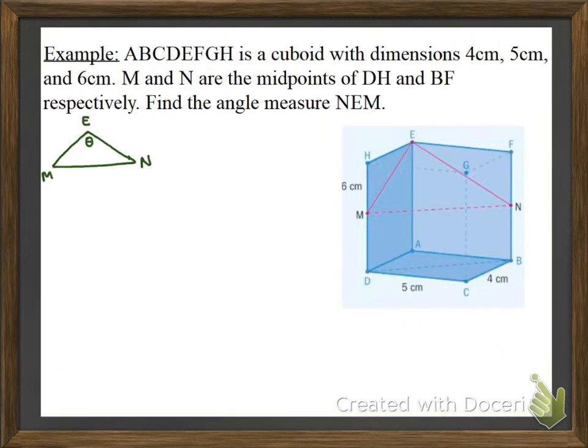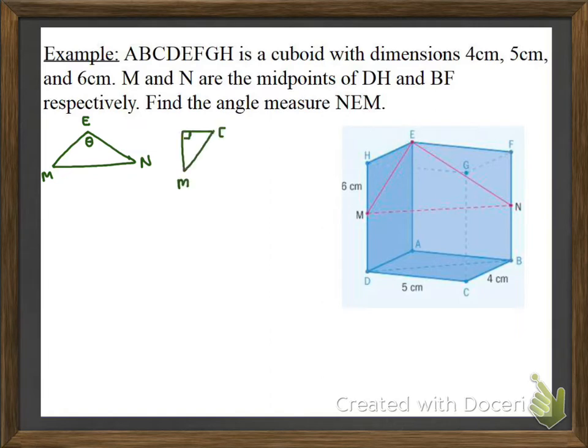Next one, we want to find the angle of NEM. I have this triangle set up, and honestly, that's all we know. We have the full side length of HD is 6, BC is 4, and DC is 5, and we're given that M and N are the midpoints of those segments, and their parallel sides are also the same. The first thing is we need to find our three sides because we'll have to use cosine rule.